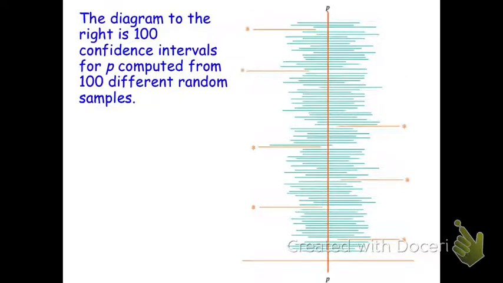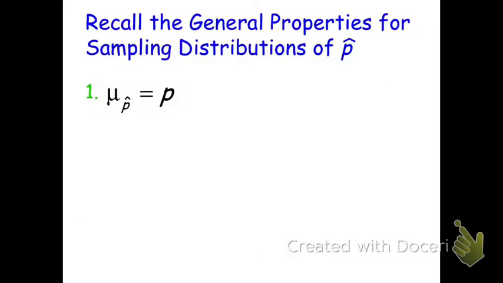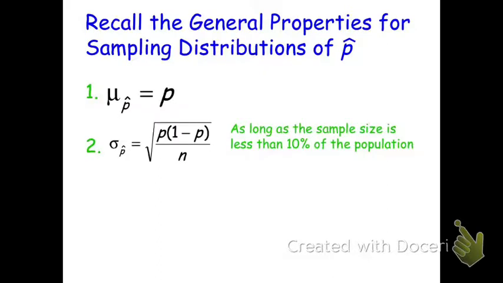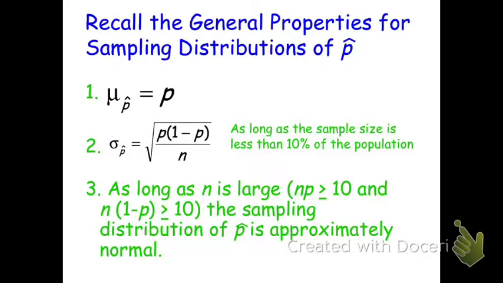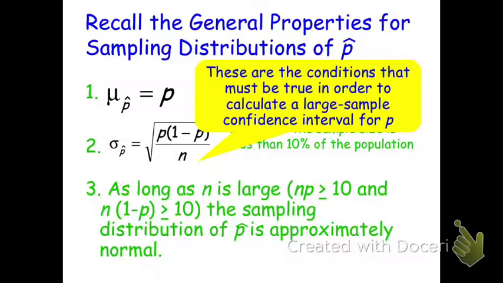How is that actual interval the mean of all the different things you would get? No, the interval is going to be based on a formula that I'm about to show you. Okay, remember these sampling distribution properties: the mean and the standard deviation are given to you, and the sampling distribution is normal. These are all past things that we've learned. These are also the conditions that must be true in order to calculate a confidence interval.